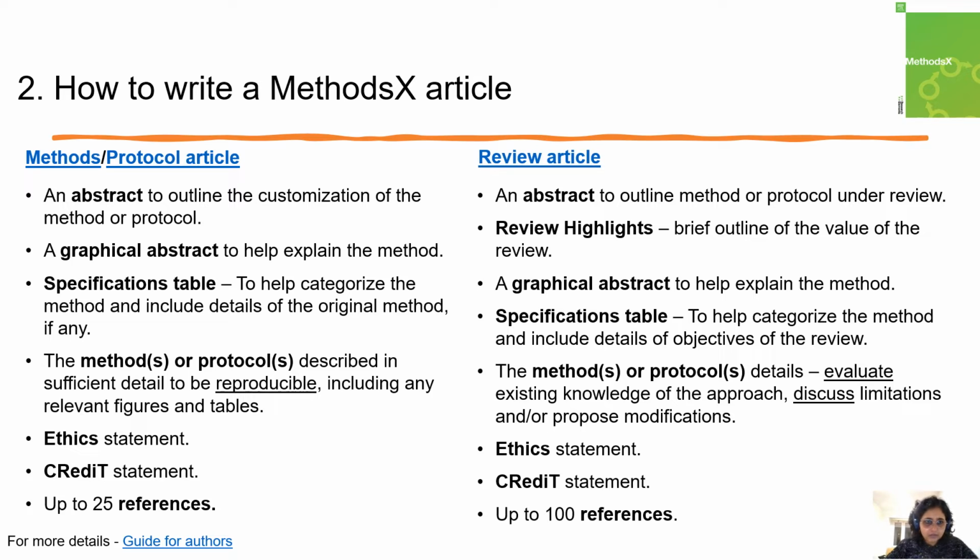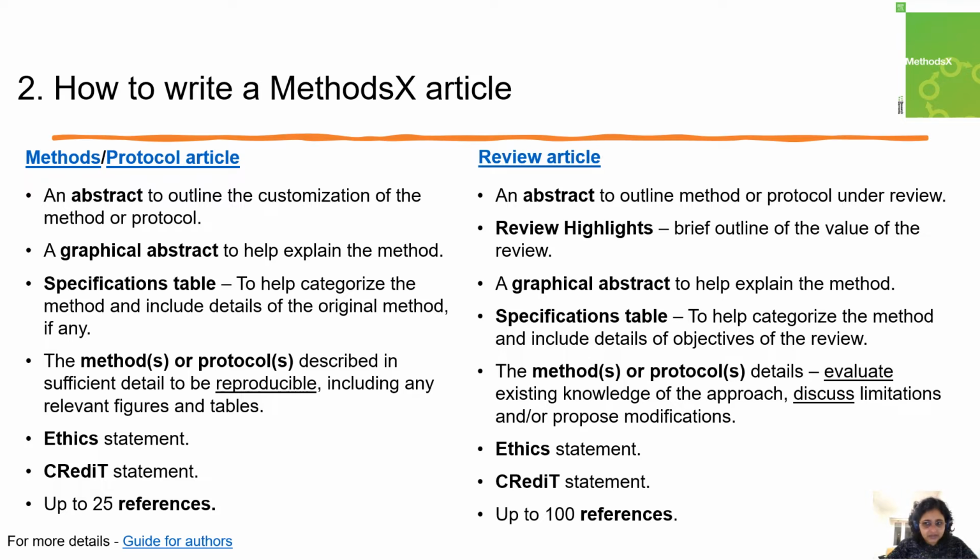So starting with a methods or protocol article, for these articles, we start with an abstract, and this should provide an overview of the novel method or its customization. Maximum length is 200 words, and it should not include references. Next, we have a graphical abstract, which should summarize the contents of the article in a concise pictorial form.